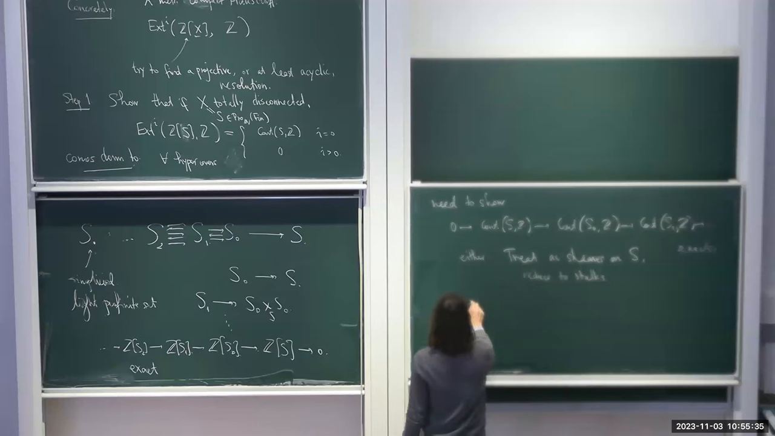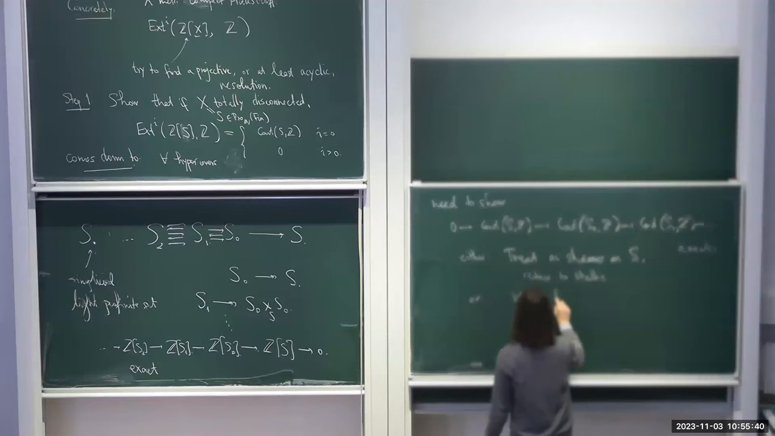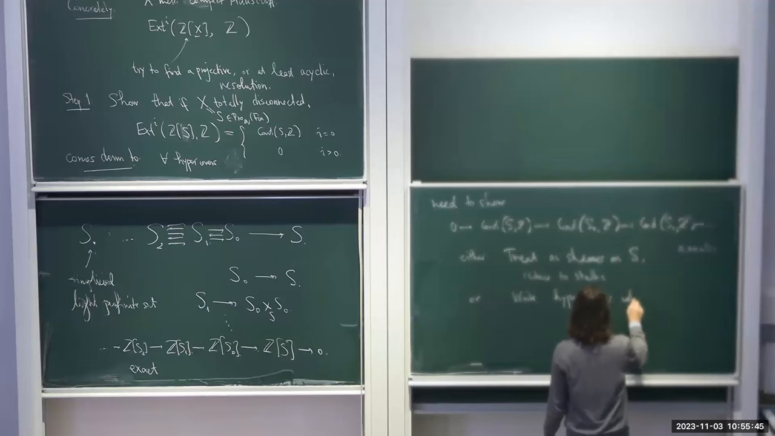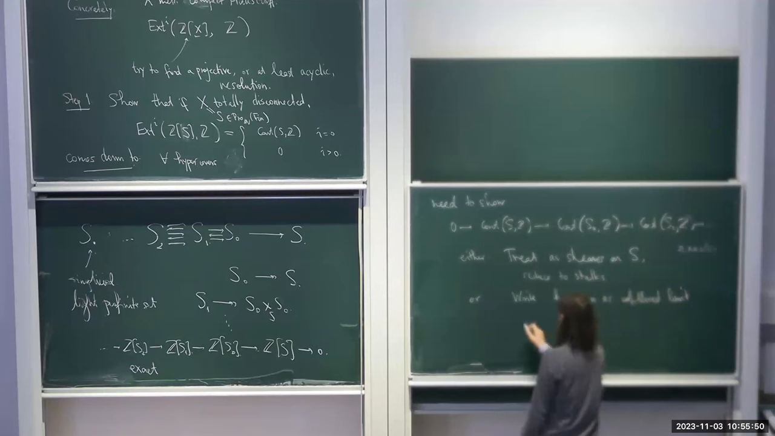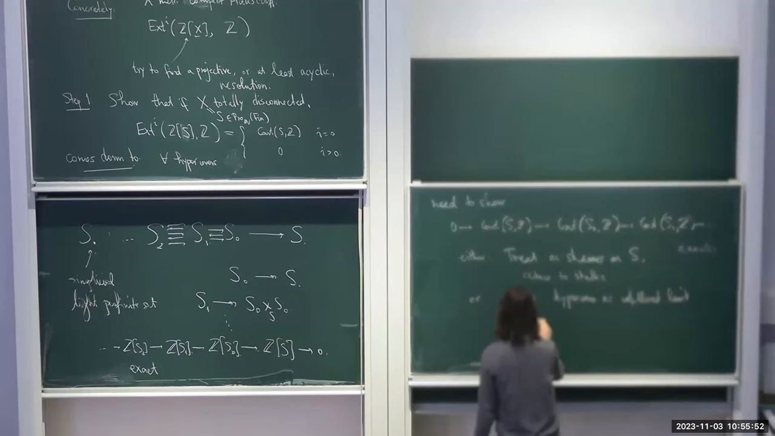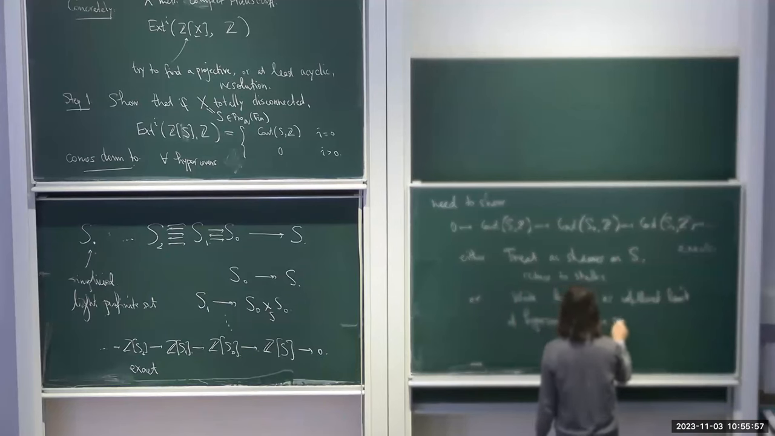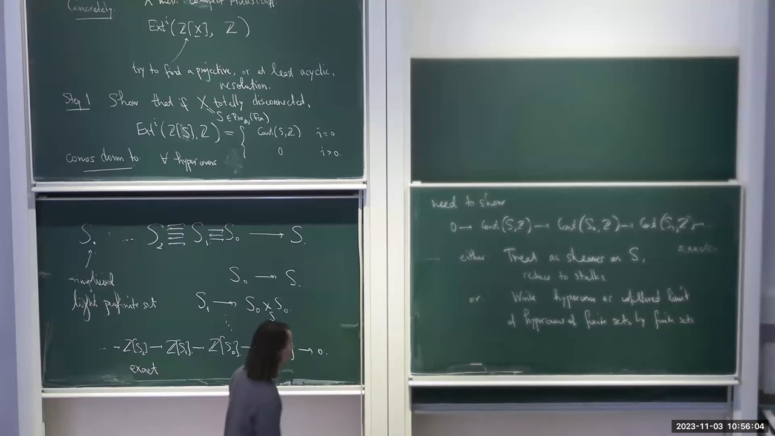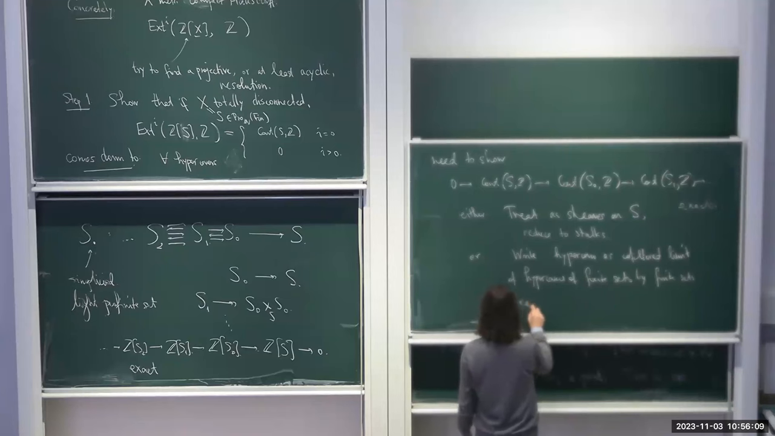So either that, or write the hypercover as a cofiltered limit of hypercovers of finite sets. It actually takes a little bit of unraveling that you can always do this, but it's okay. To reduce to the case of finite sets where it's obvious.